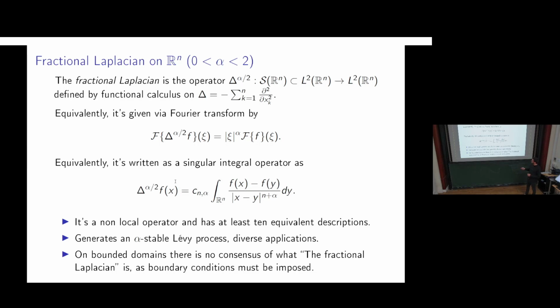And the typical way to do it is you consider functions on Rn, and then you restrict them to the domain. And then you restrict this operator, basically. And because, in this case, we need to impose boundary conditions, there is really no consensus of what the fractional Laplacian should be on bounded domains.